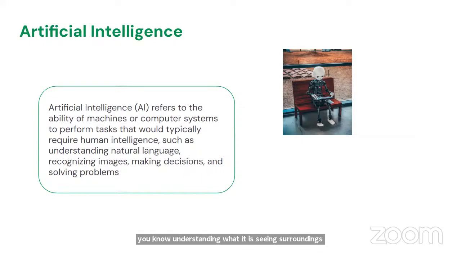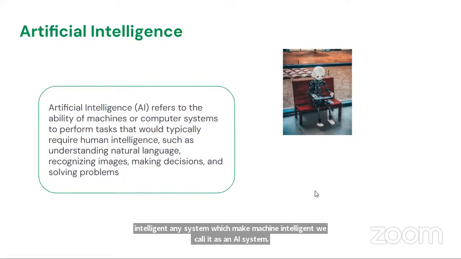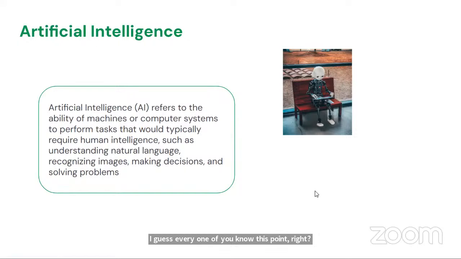Any system which makes a machine intelligent, we call it an AI system. I guess every one of you knows this point, right? I guess you got this point. AI is nothing but making machines intelligent.